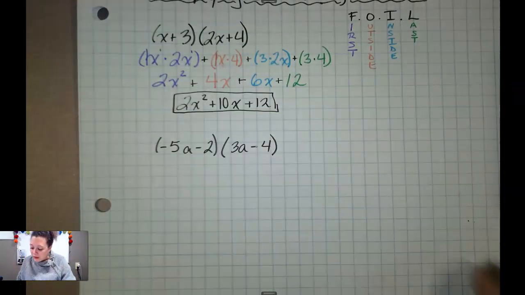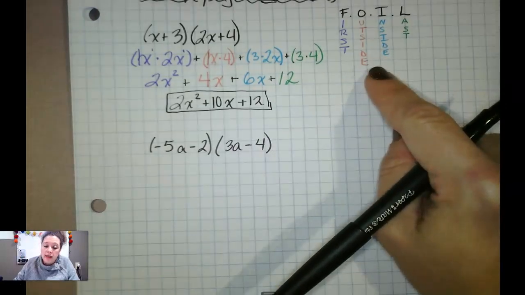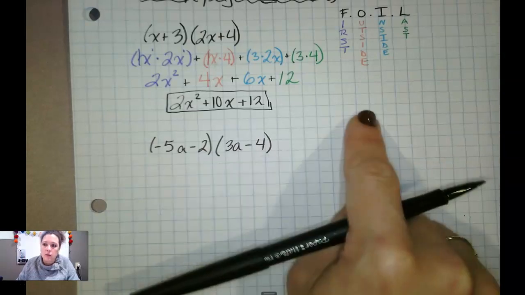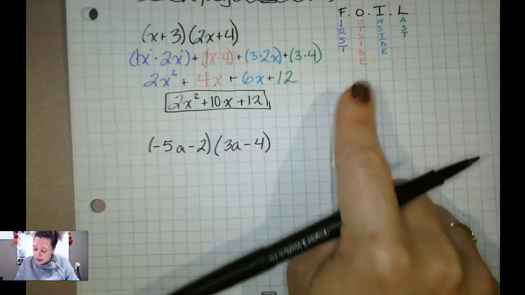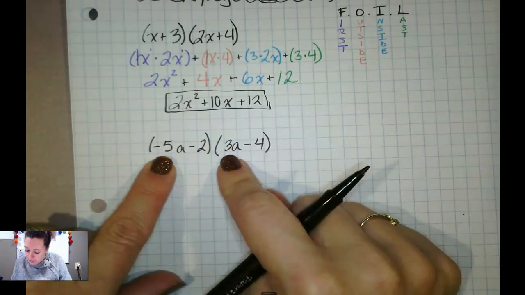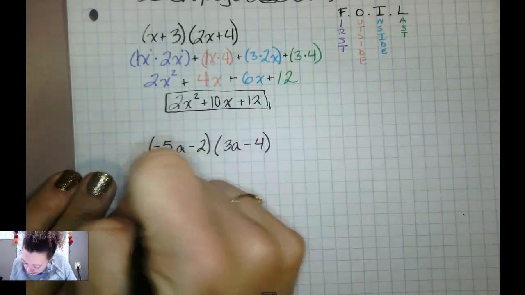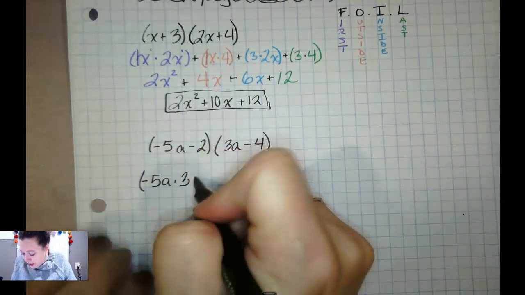So again, I'm going to use my acronym here, FOIL, to help me remember to multiply each term by each other. That's what it's here for. We don't want to miss anything. We don't want to miss a step of multiplying. So I'm going to first multiply the first two terms in each polynomial. So I'm going to take negative 5a and I'm going to multiply that by 3a.